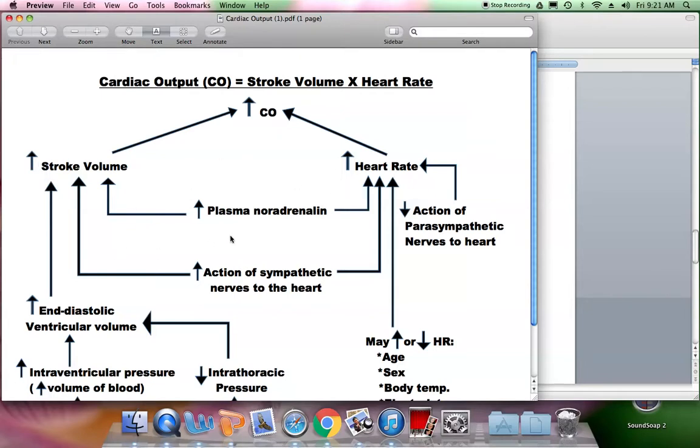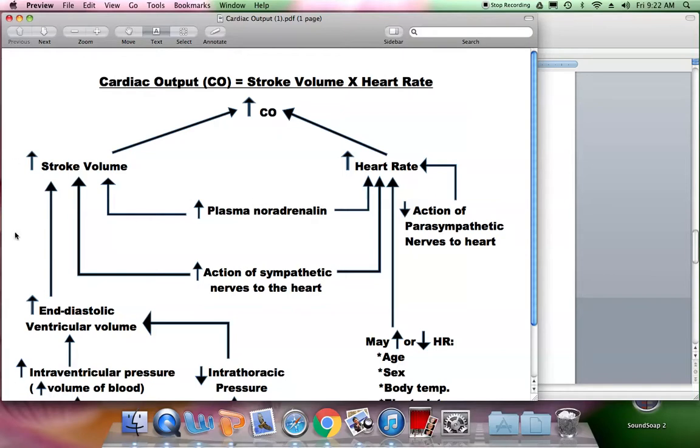So the plasma noradrenaline, this is a very, very similar chemical to adrenaline. Adrenaline is the same thing as epinephrine. We just use those terms pretty much interchangeably. And norepinephrine would be noradrenaline. Regardless, both of these are associated with the sympathetic nervous system, and this will increase heart rate and stroke volume.